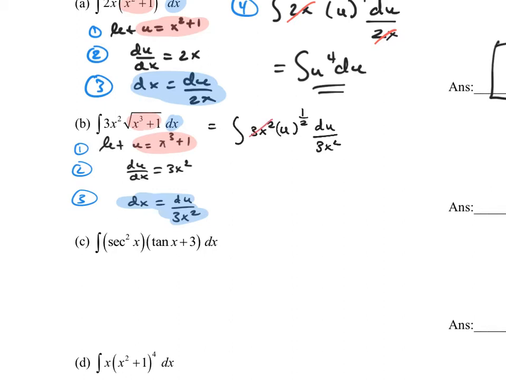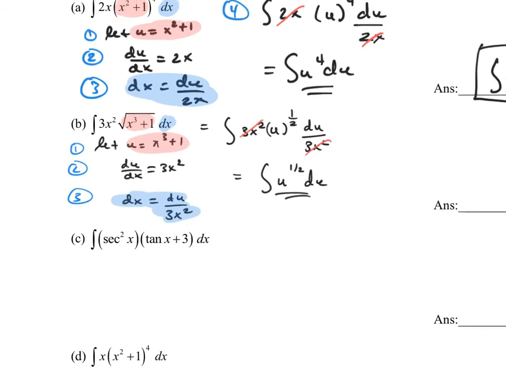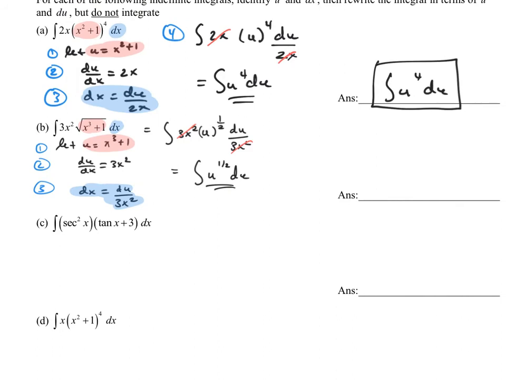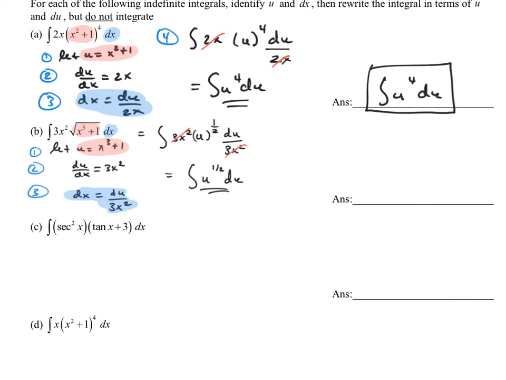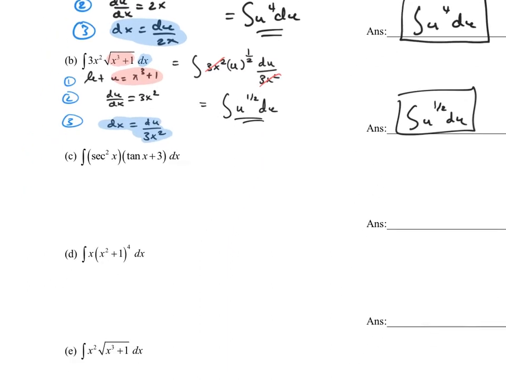Again, notice what happens. My 3x squared simplify here, and I'm left with the integral of u to the 1/2 du. Super easy to go from there. You would just integrate. You would have u to the 3/2 over 3/2, which is 2/3 u to the 3/2. Back substitute for u and you'd be done. But that's not what this problem asked to do. This problem asked for you to just set it up in terms of u. Okay? Let's keep on going.